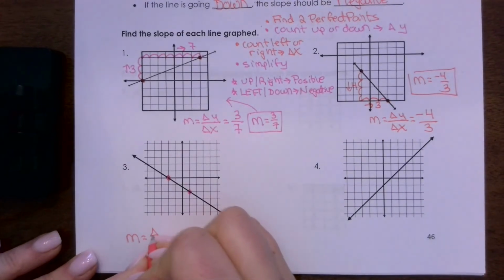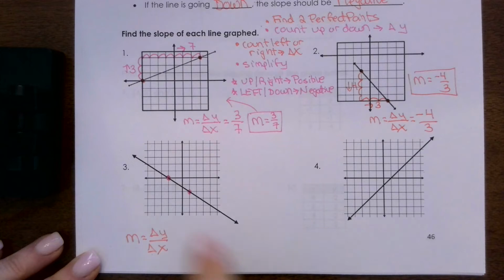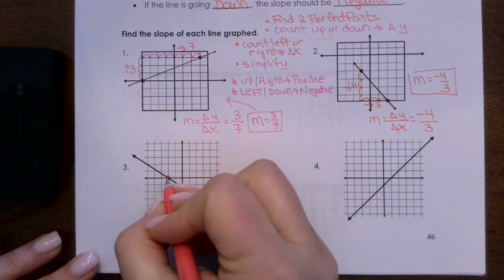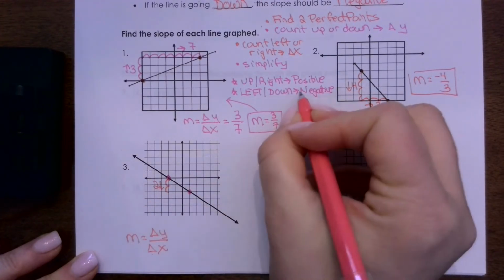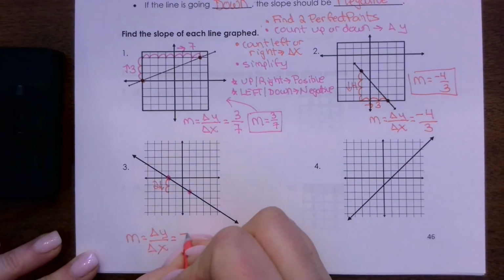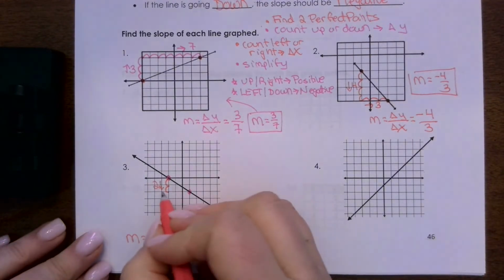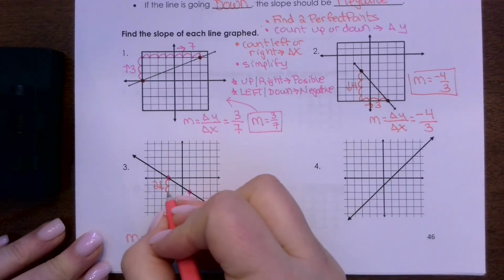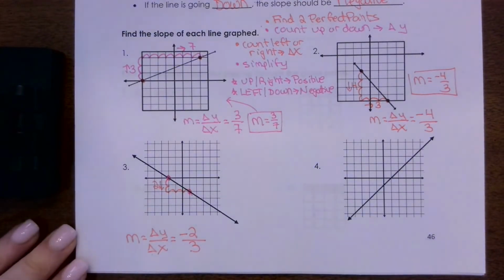Slope is the change in y over the change in x. Let's look. I'm going down, so I'm presuming I'm going to have a negative slope. And it looks like I go down 2. And down is a negative number, so that's going to be -2. How far do I go right, which is a positive number? 1, 2, 3. I went right 3.